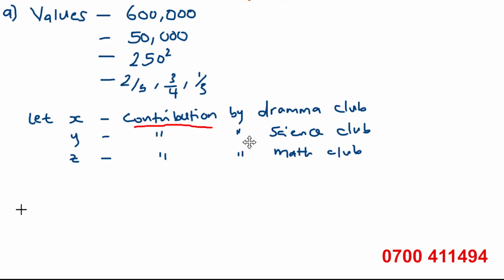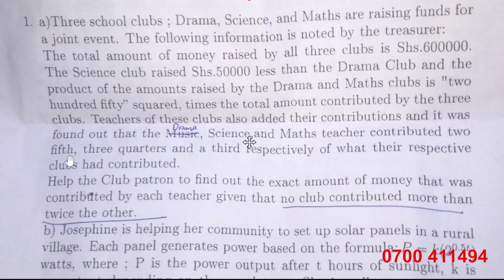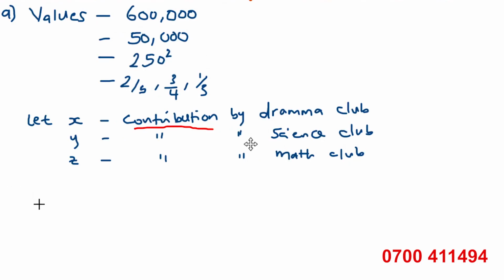Now let's create relationships between these variables and the values given. When we read our scenario again, here we have the statement: the total amount of money raised by all three clubs is 600,000. So it means that when we add X plus Y plus Z, this gives us 600,000. This is our first equation.